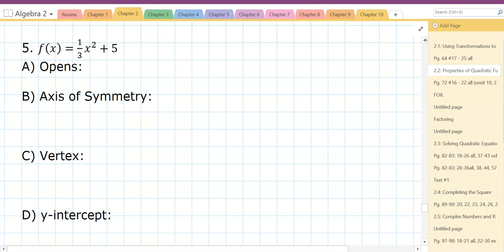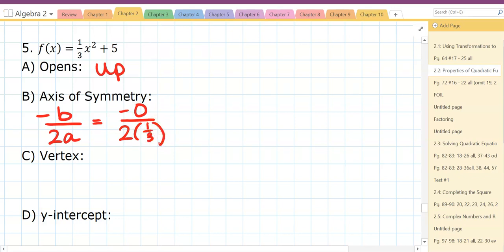Since it says 1/3 x squared plus 5, it's positive, which means it's going to open up. Axis of symmetry, we're going to do -b over 2a. What's the b term for this one? 0. There is no b because there's no x term. And then we would do 2 times 1/3, which we saw happen earlier. It doesn't matter what happens here because 0 divided by anything is 0.